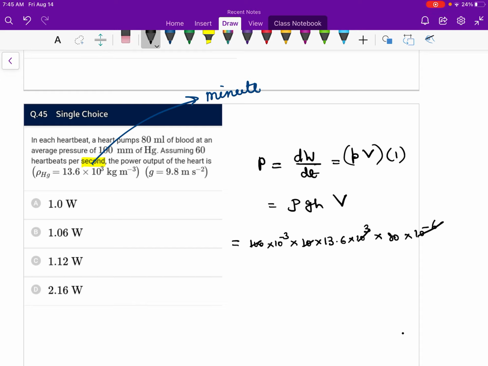And 13.6 into 80, 13.6 into 80 is 1040, into 10 to the power minus 3. So roughly 1.04 watt. The closest option is 1.06 watt.